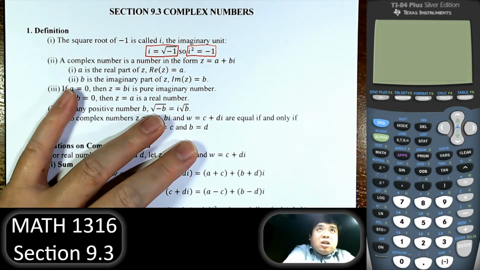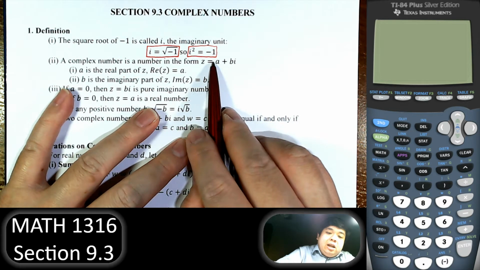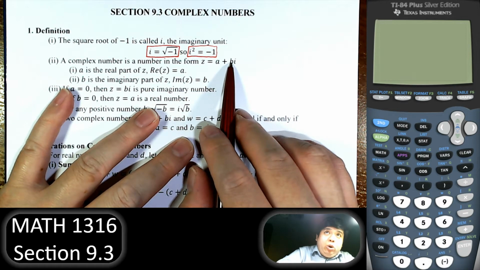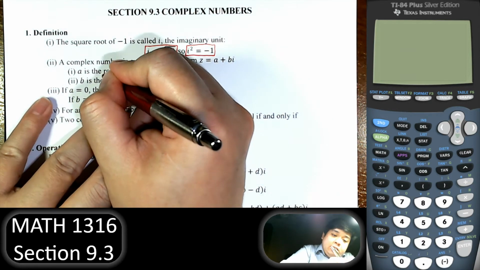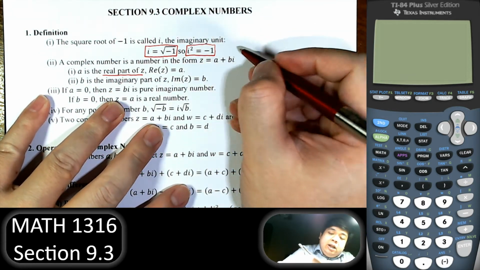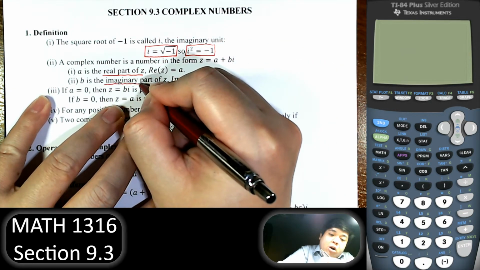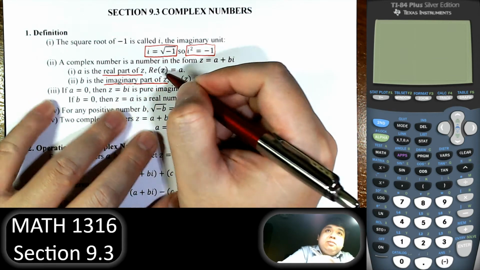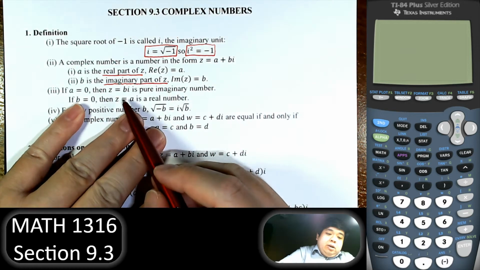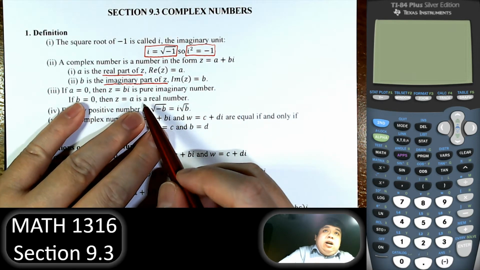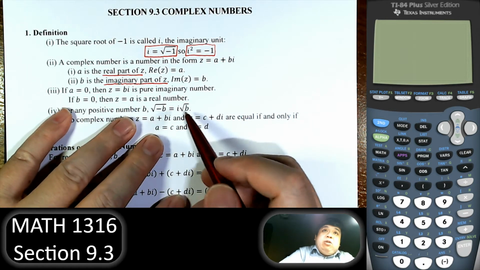Next, a complex number is a number that takes the form a plus bi. a is a real number, b is also a real number, but the a by itself is called the real part of that complex number, and b attached to i is called the imaginary part of the complex number. If a equals 0, we just have bi, which is purely imaginary. And if b equals 0, then we have a real number.